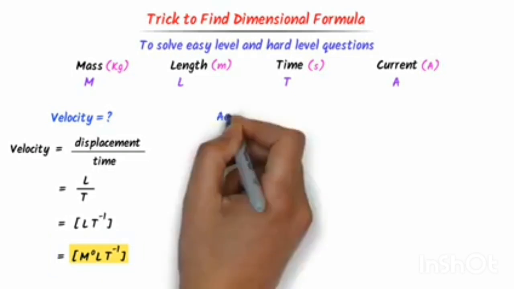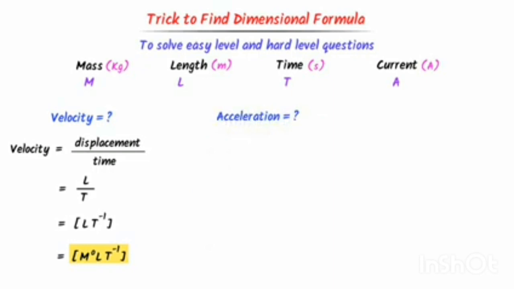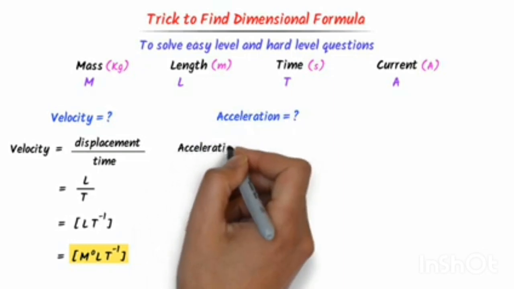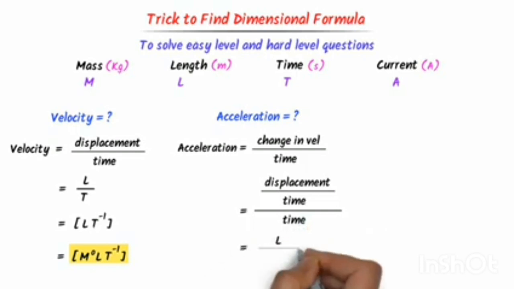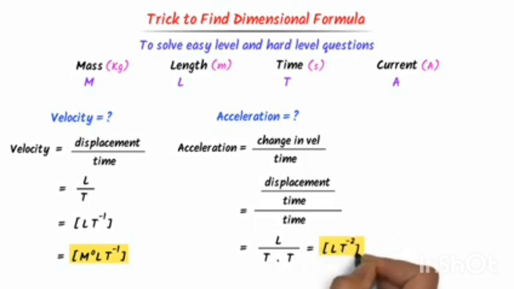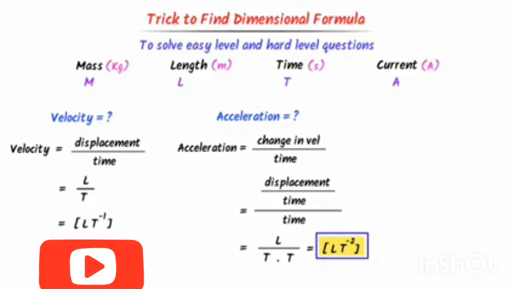Secondly, find the dimensional formula of acceleration. Well, we know that acceleration is equal to change in velocity upon time. Now velocity is equal to displacement upon time, then this time. We know that the dimensional symbol of displacement is L, that of time is T, and that of time is also T. I get LT^-2. Hence the dimensional formula of acceleration is LT^-2.